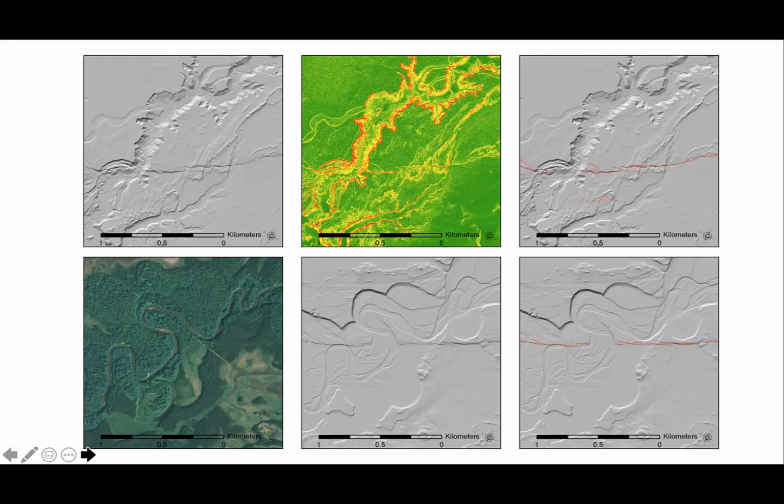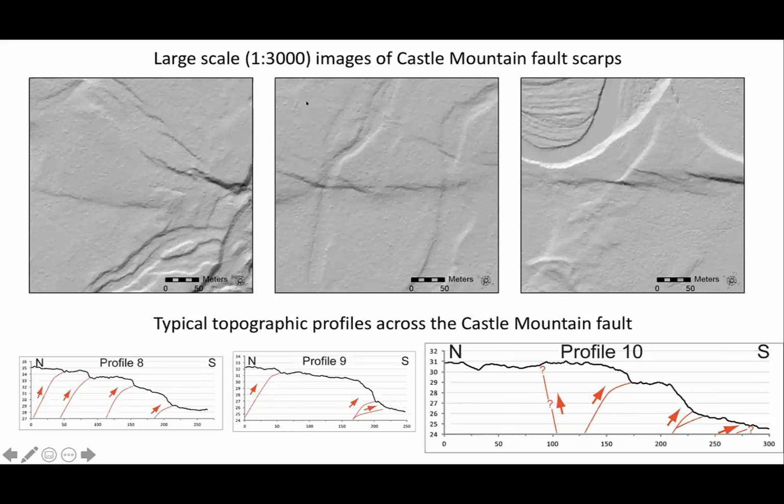Okay, great. So here are some close-up views of the LiDAR, down to a 1 to 3,000 scale. On the left image you see a fold scarp, and also some scarps that project off to the north. Similarly, in the middle there are some stepping traces, and then a subtle trace up above to the north as well, in the hanging wall.